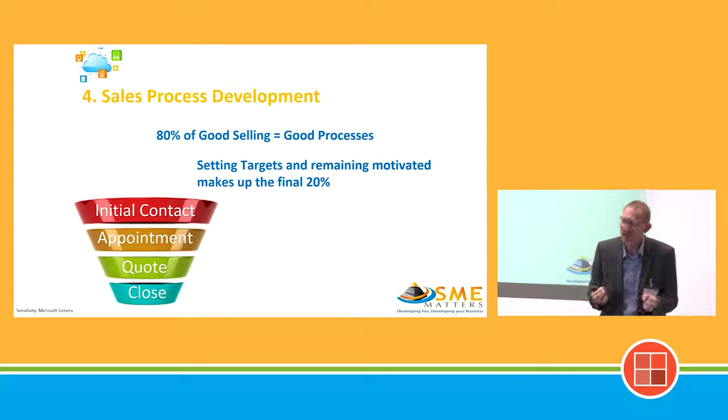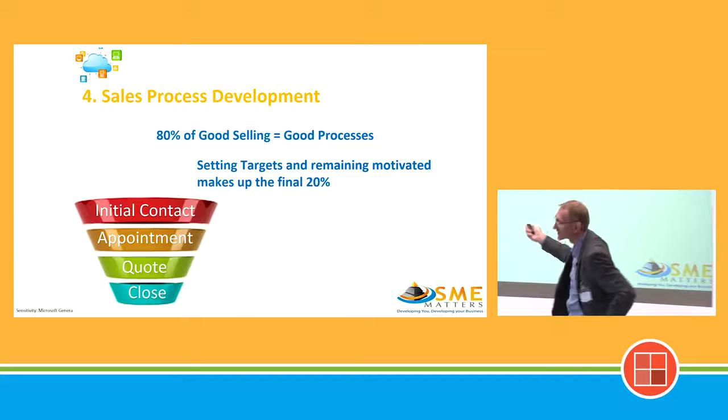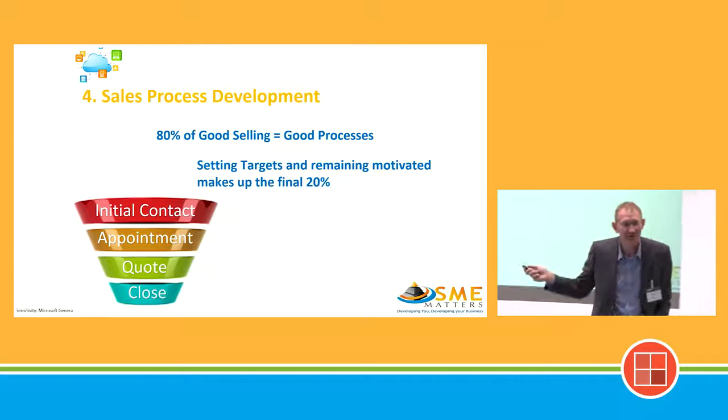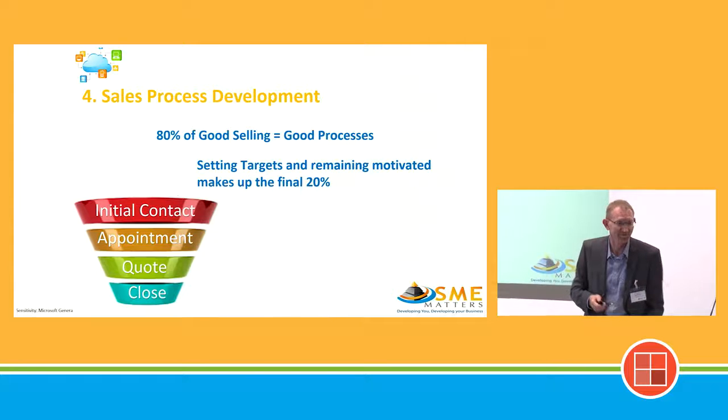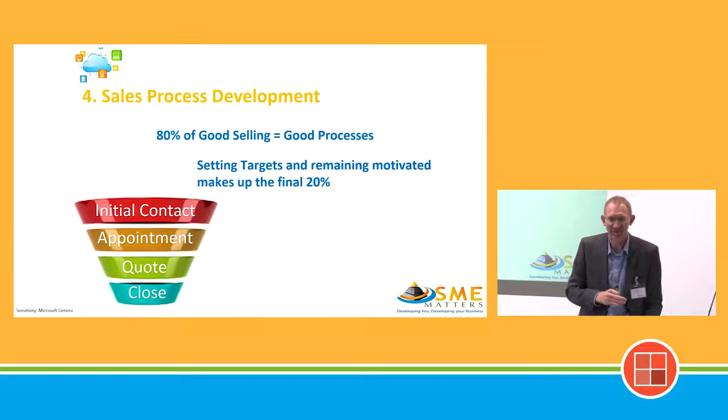So again, if you don't have a good sales process, this is a really good place to start. I have a very simple one here. Initial contact, appointments, quotes, and close. Four steps. Again, you can make it as complicated as you want. You can add as many steps as you need that's relevant to your business, but don't overcomplicate it too much, because you need to be able to track everything that's going on inside this funnel, and I'll explain why a little bit later.